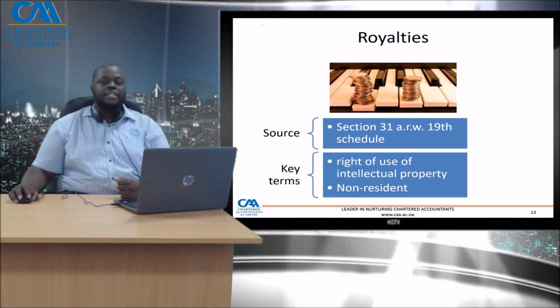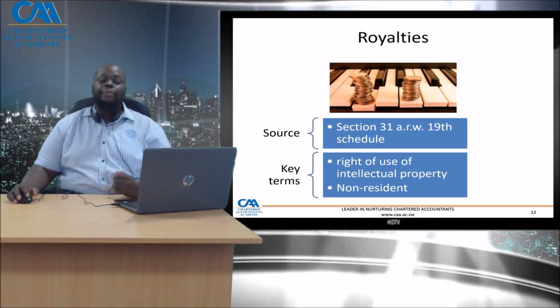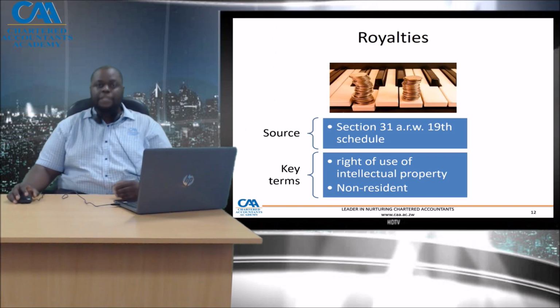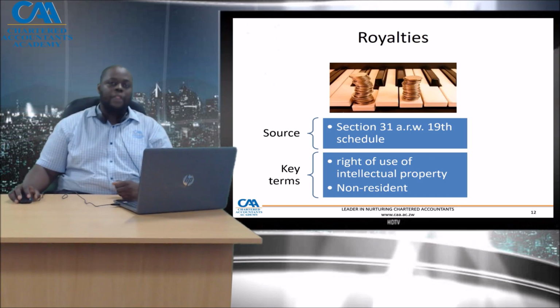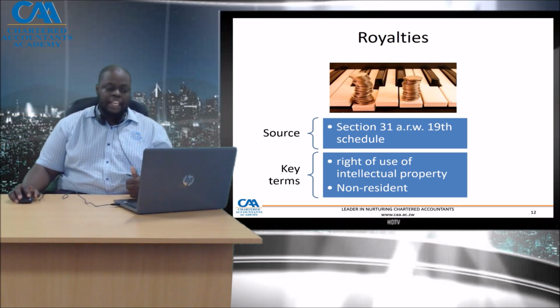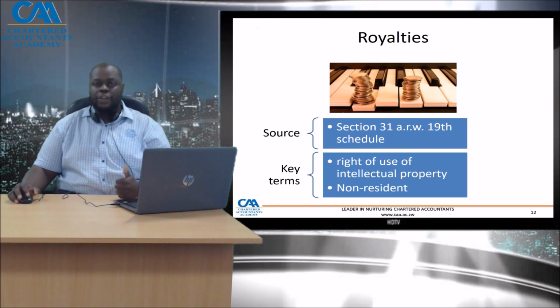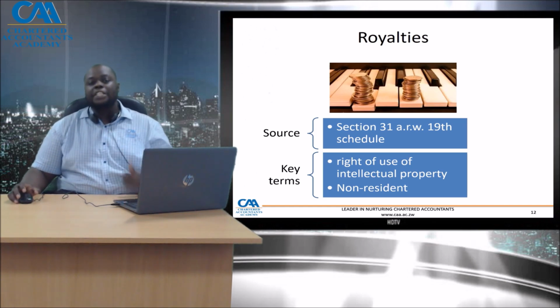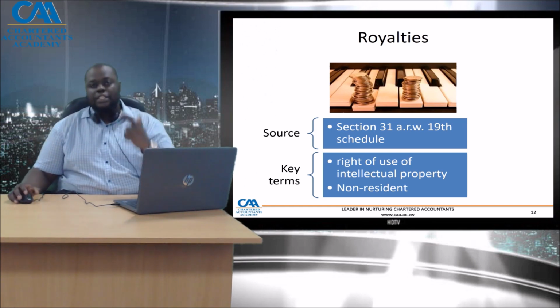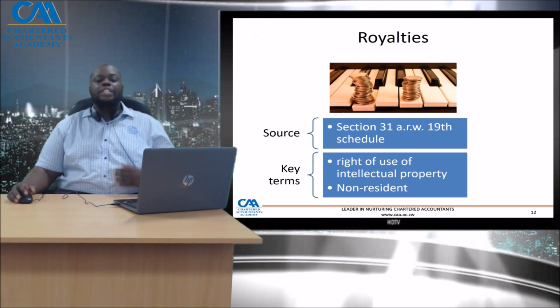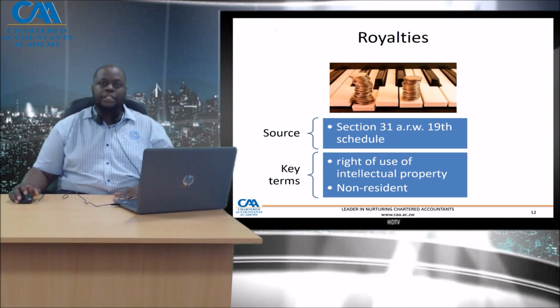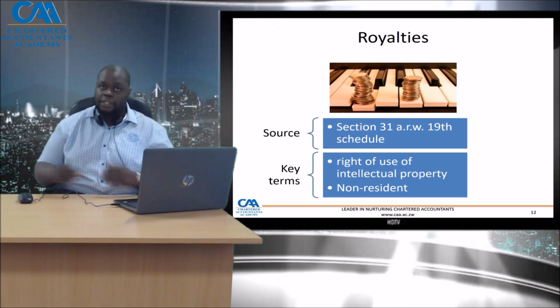This would, for instance, be a patent. If you're paying to use a patent and you're paying a non-resident for that patent, you will need to withhold, again, a certain amount on that payment, because the key again is you are paying a non-resident. And why are you paying the non-resident? You're paying them for a right to use certain intellectual property. If this is not a right to intellectual property, it will not fall under royalties. Please note, it will not fall under royalties.